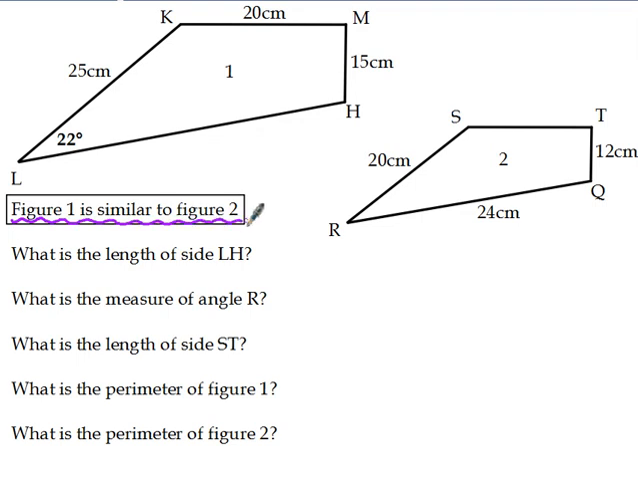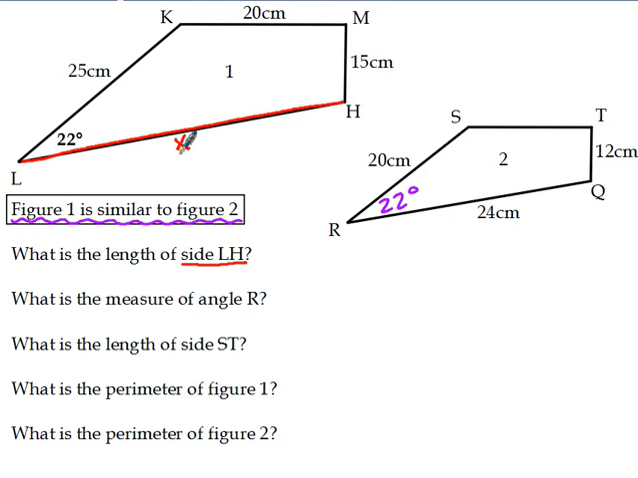So right off the bat, I know that if L is 22, that means R is also 22 degrees. Okay, because angles are equal. Now they didn't give us any other angles in the figures, so I can't match them up, but I can match up the 22s. Now, they want us to find side LH. So here's side LH right here, and I'm just going to name that X, just to give it a variable. Okay, now to solve for that, I need to set up a proportion.